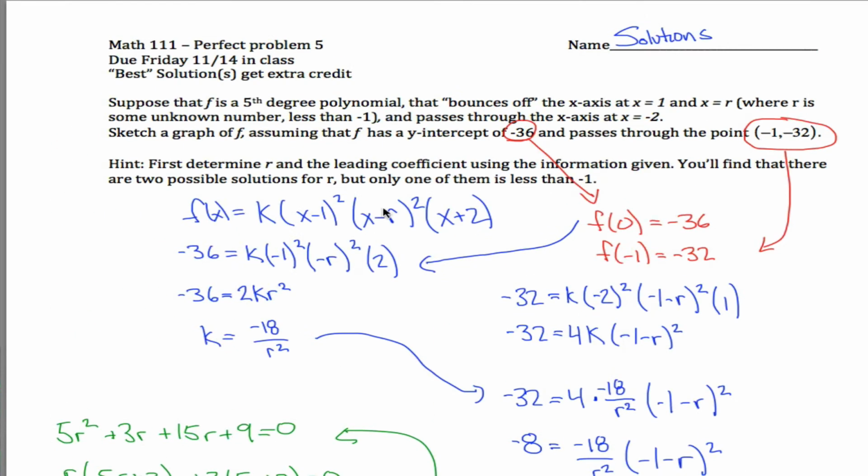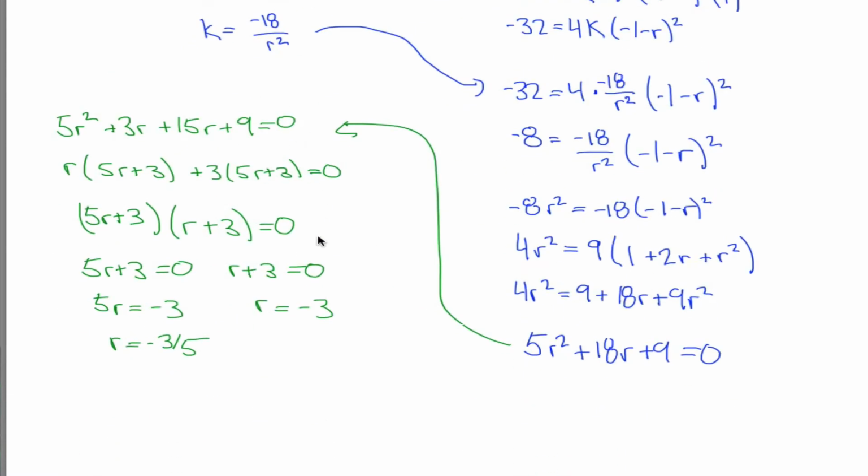However, if you go back up to the instructions, it says that r is some unknown number less than negative 1. This is not less than negative 1. This is more than negative 1. This must be what r is. Now that I know what r is, I can figure out what k is, because I know that k is just equal to negative 18 divided by r squared. So k is equal to negative 2.